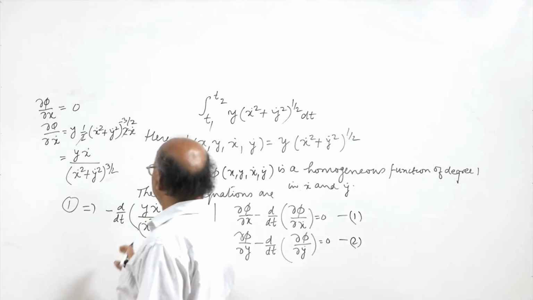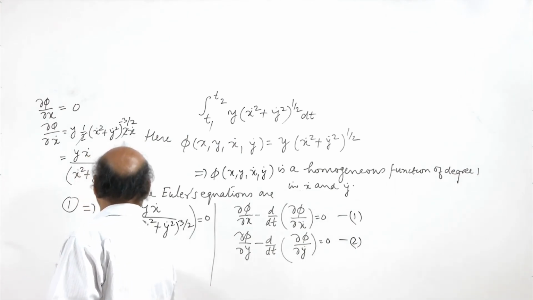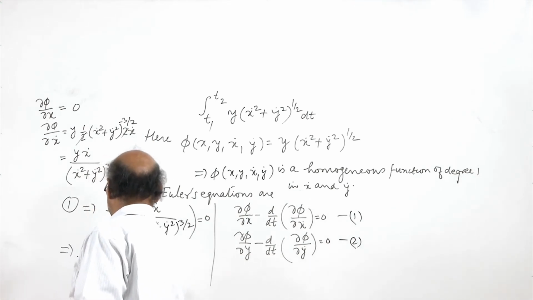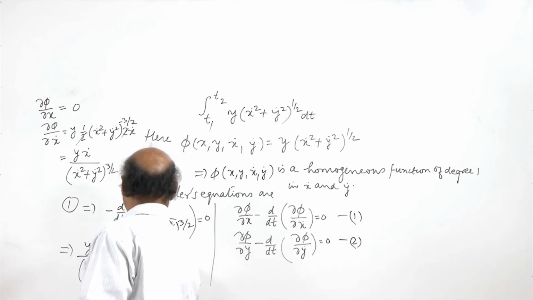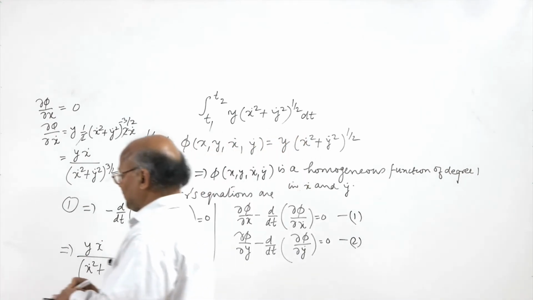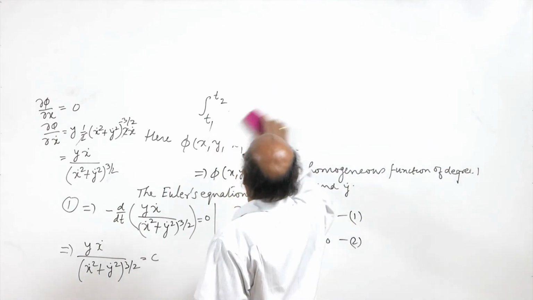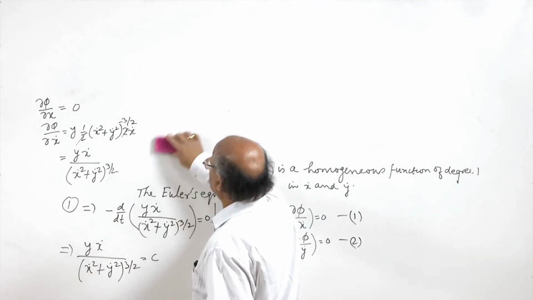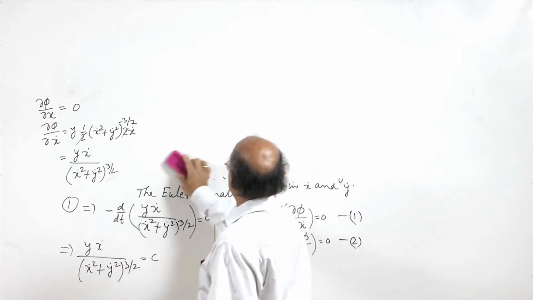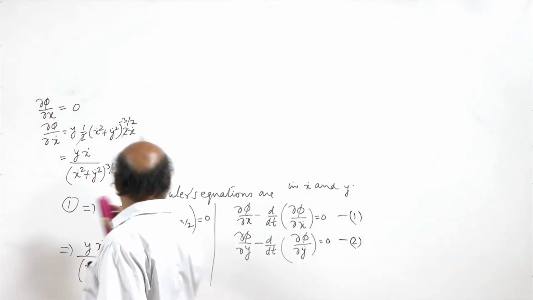So now integrating with respect to t, what we get? y x dot divided by (x dot square plus y dot square) to the power 3 by 2 equal to some constant, let us say c. Okay, now there arise two possibilities. The possibilities are the constant c is 0 or the constant c is not 0. So let us discuss the two cases separately.